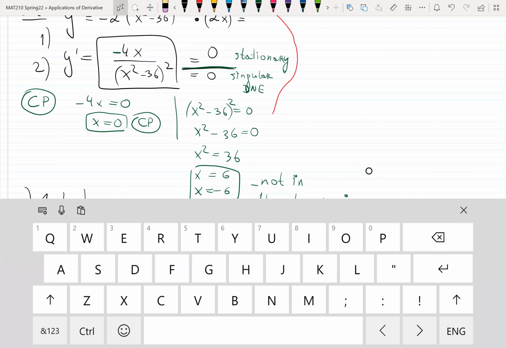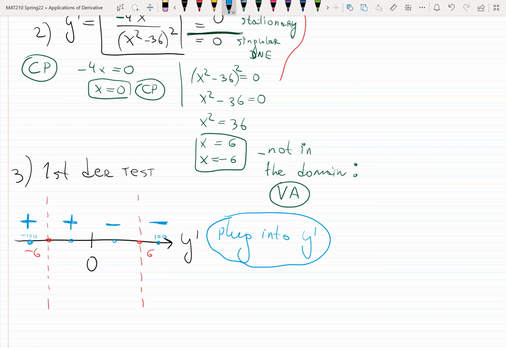So I plug into y prime. And that's why I'm calling it the first derivative test, because we're plugging into the first derivative. And this is why this presentation is helpful. Why is it so important? Because now you can answer lots of questions. The original function, let me do it in green, is doing what?